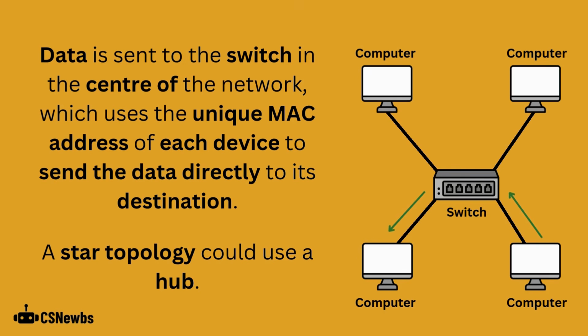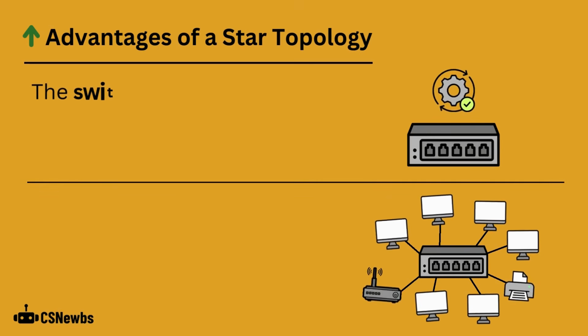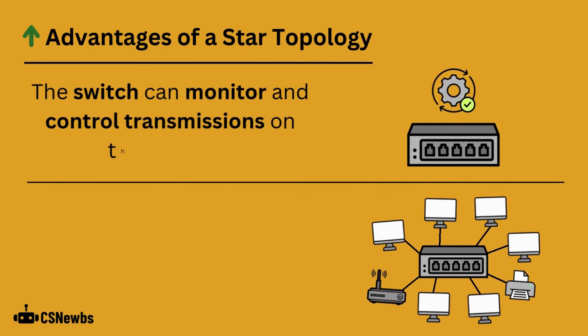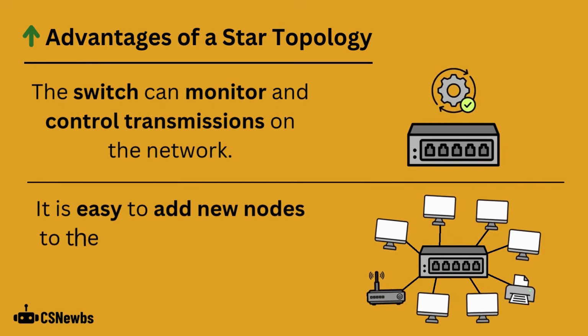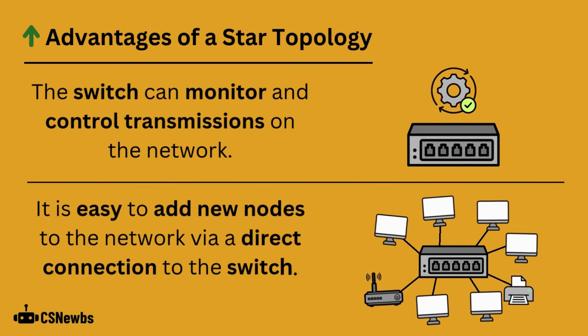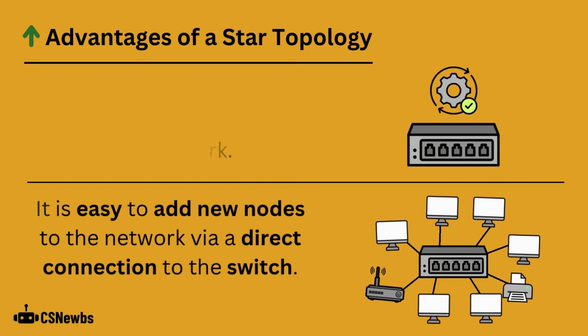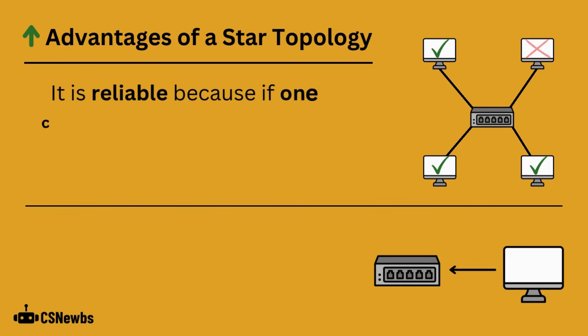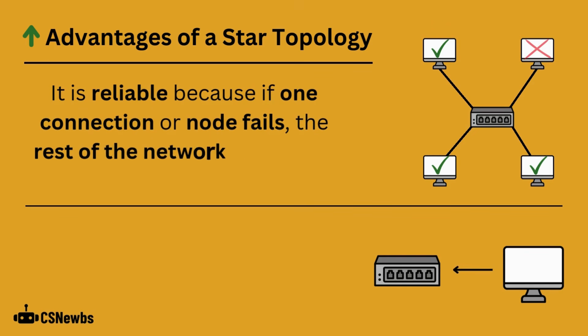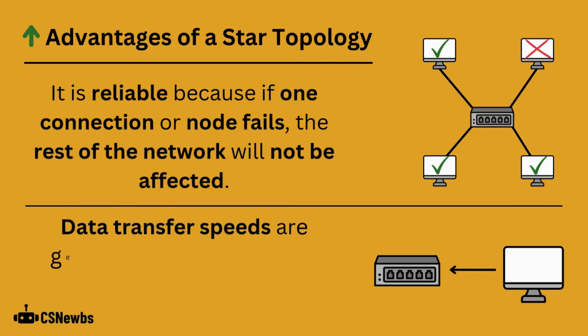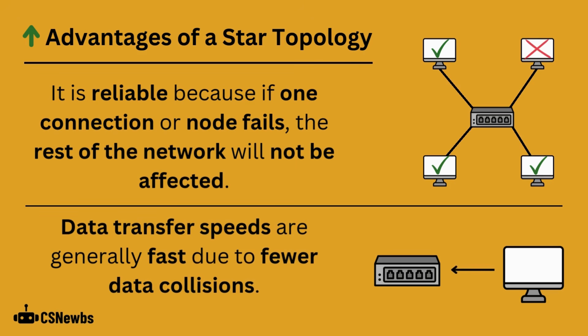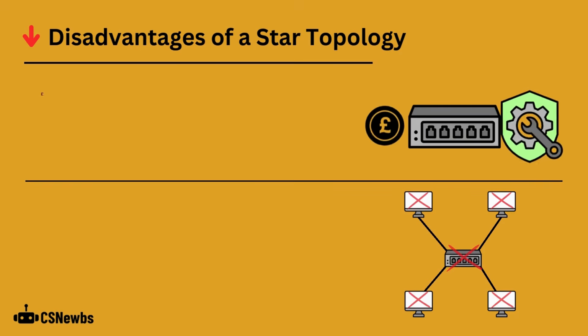Star topologies could also use a hub, which is an outdated piece of network hardware which receives a copy of the data packets and sends that copy to every connected device, which is much more inefficient than using a switch. An advantage of a star topology is that the switch can monitor and control transmissions on the network. Also, it is easy to add new nodes to the network via a direct connection to the switch. Star topologies are reliable because if one connection or node fails, the rest of the network will not be affected. Data transfer speeds are also generally fast due to fewer data collisions.